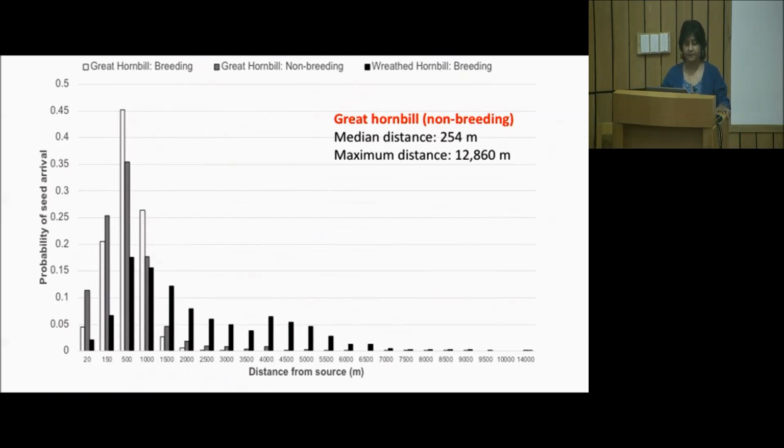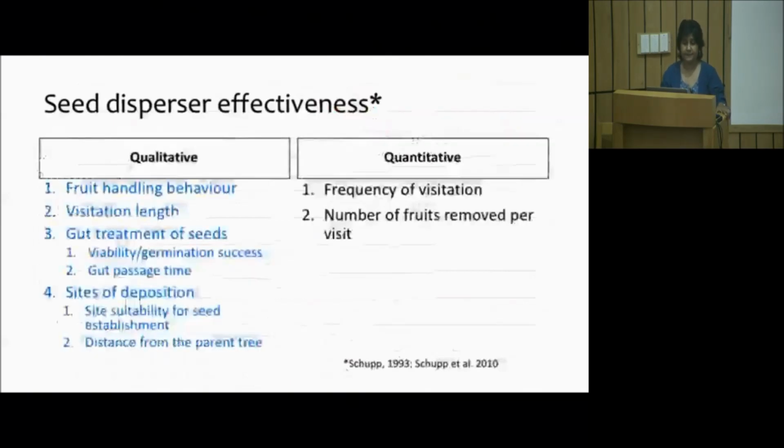So, as you can see, the wreathed hornbill's tail of the distribution is very, very long, which means there are some seeds that really go very far, up to 14 kilometers. So I have established the quality aspects.